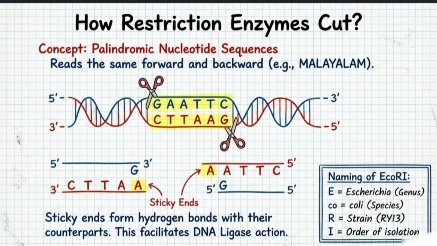Now, let's understand the naming of EcoRI. E stands for Escherichia, the genus. Co stands for coli, the species. R stands for the strain, RY13. And I represents the order of isolation. So, restriction enzymes recognize palindromic sequences, cut them, and create sticky ends, which are very useful in genetic engineering.